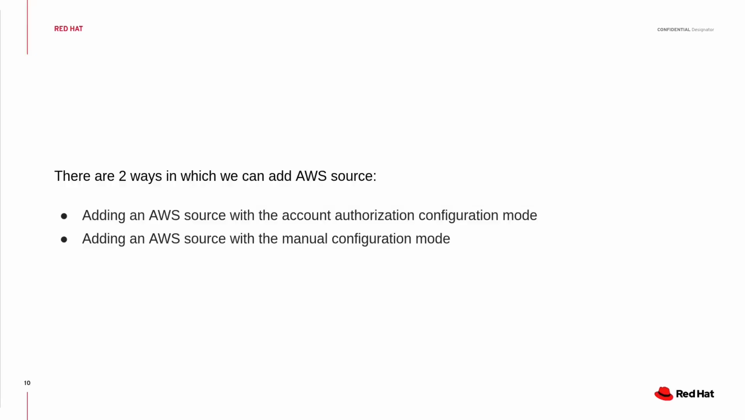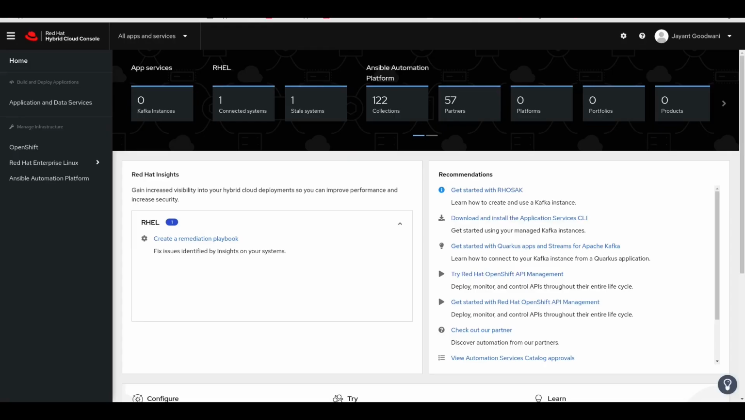Now, we will move on to adding an AWS source with a manual configuration mode. This mode enables us to create a source without providing the AWS account root user credentials. Here, a specialized AWS IAM policy, an IAM role, and a connection between the AWS account and public cloud metering are manually created. Now, let us have a look at the process.